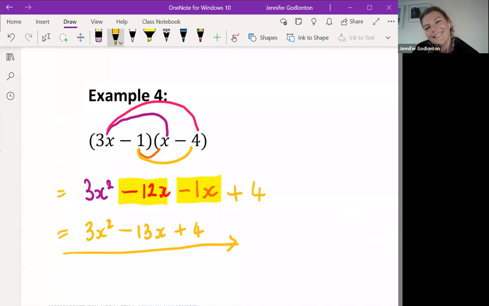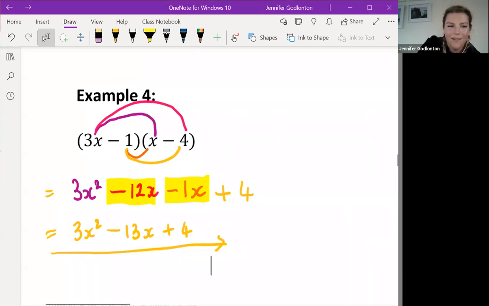Ma'am, the question was a bit difficult because I didn't understand the second method. I didn't understand it. That's why it's a bit nasty. Okay, it just takes time and practice. Just remember you're multiplying everything in the first bracket by everything in the second bracket. Thank you. It will take time, but you'll get there, I promise.